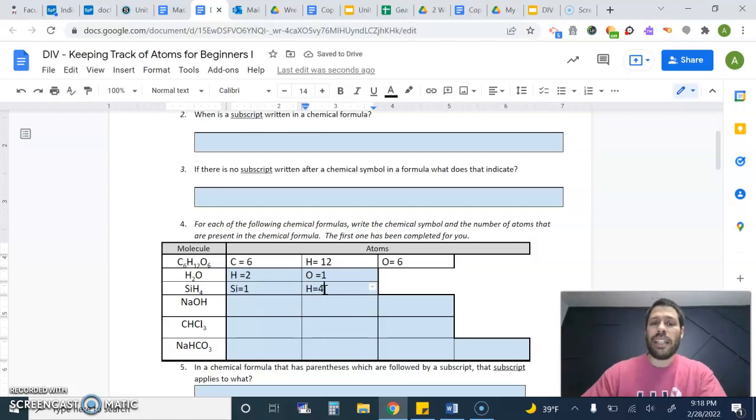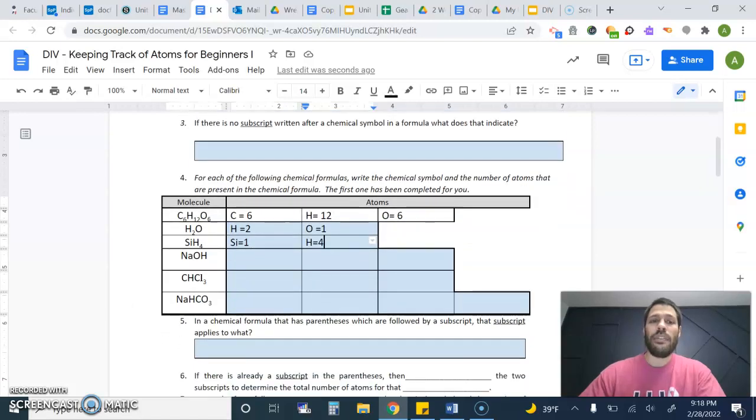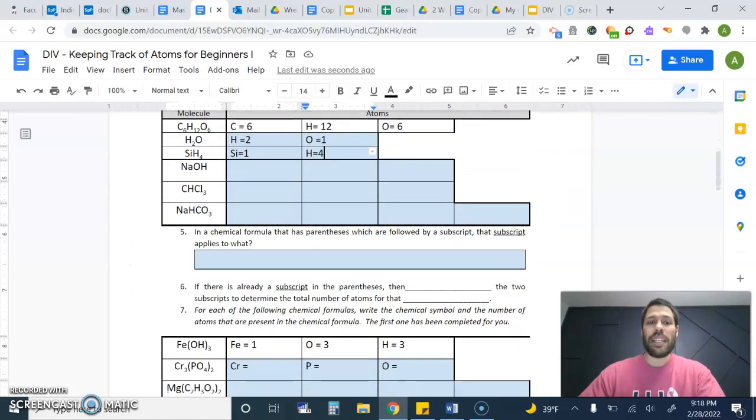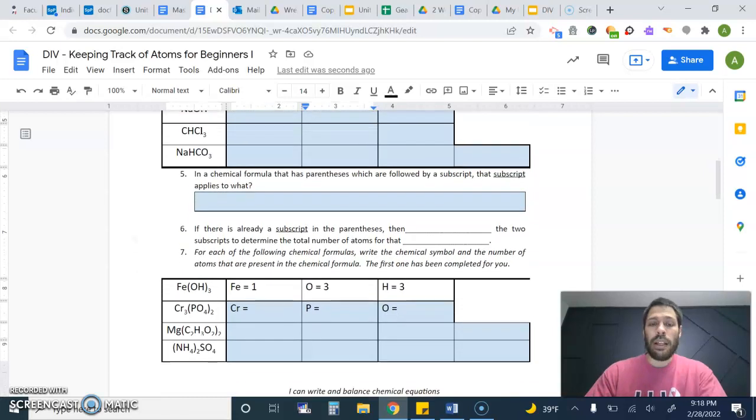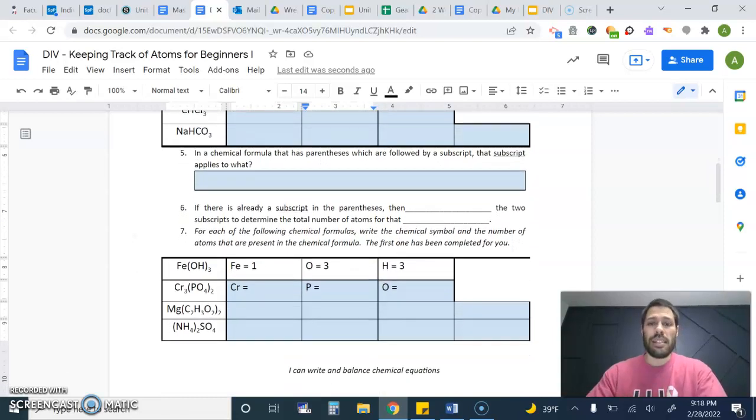Now I'm going to let you practice and pause the video if you need to and work on it, because I'm not going to go through every single problem. But what I will do is fast forward a little bit, and I'm going to get on to the next part, which has parentheses involved.